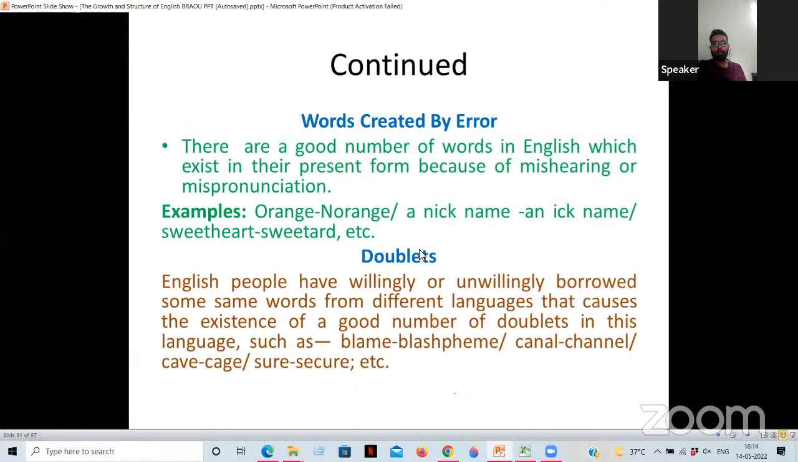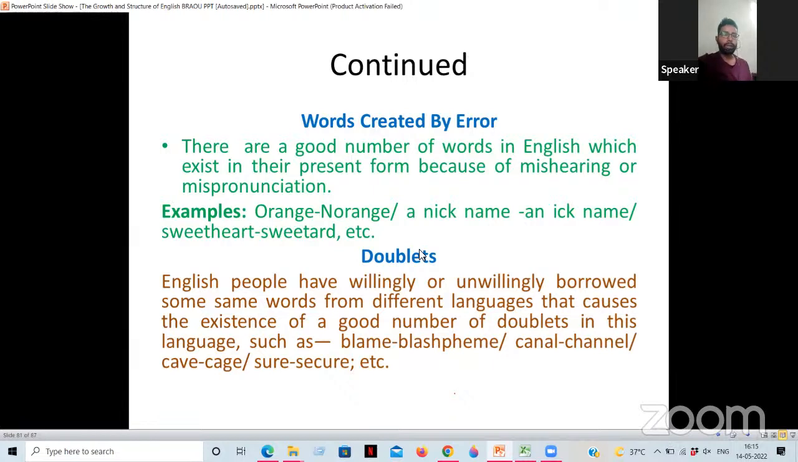A nickname. Now we use it as nickname, but it was earlier an ekename. Then the word sweetheart. At present it is sweetheart, but it was earlier sweet hard. So these are some of the errors through which we create some new words.